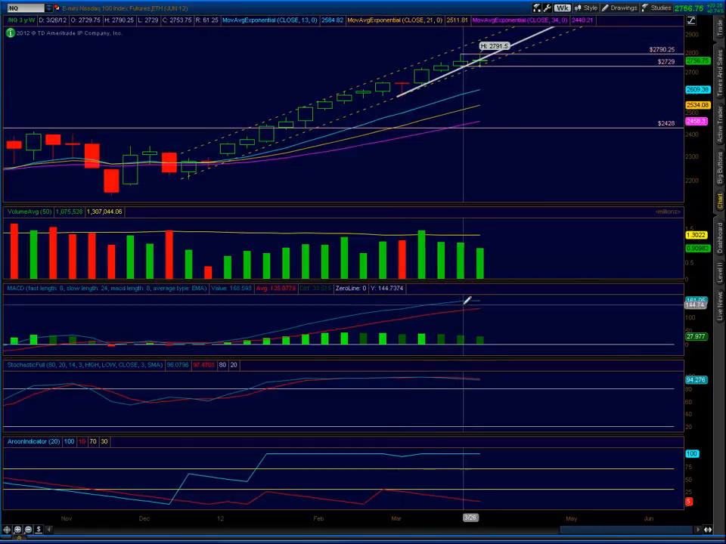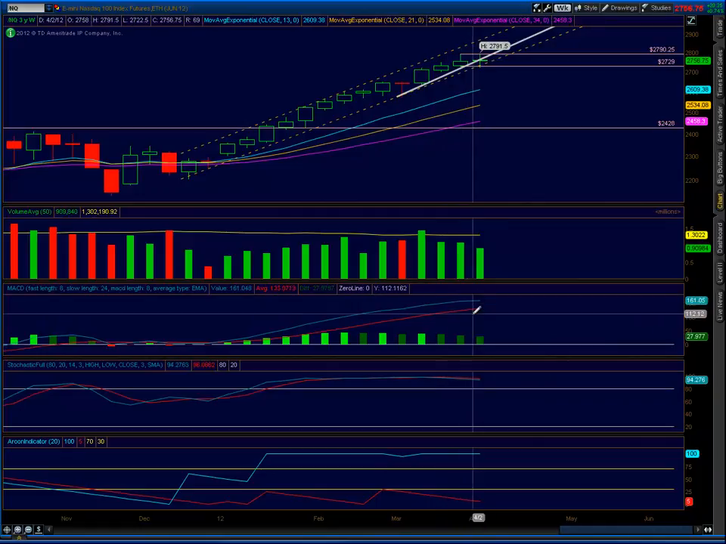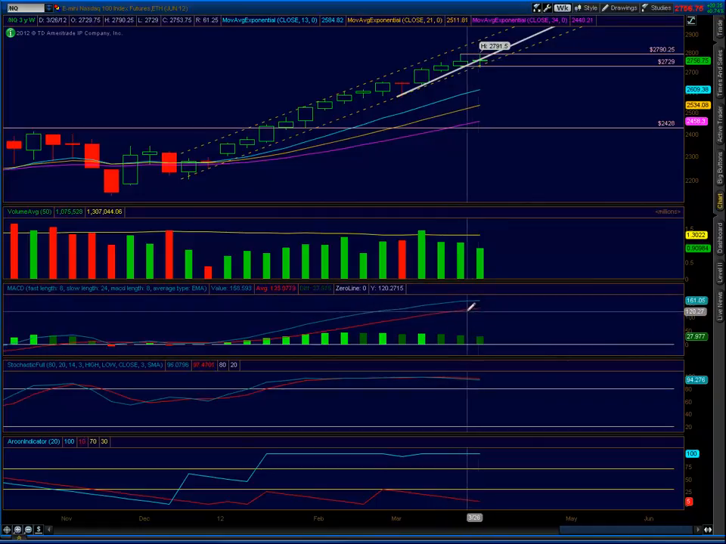Okay, on the Nasdaq, you're already looking at the curvature of the moving averages for the MACD, which could also be a signal. Okay, let's look at what's going on with the S&P and the Russell 2000.